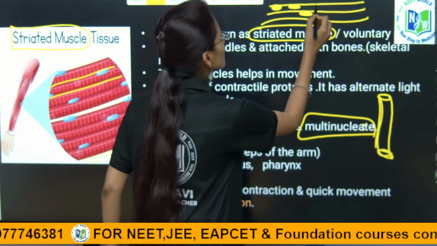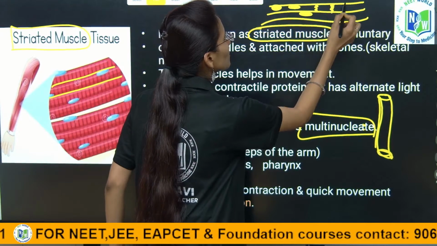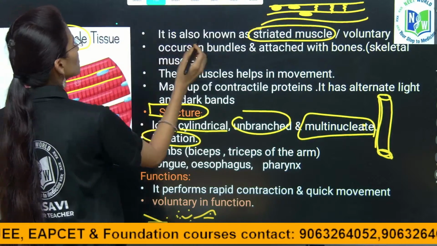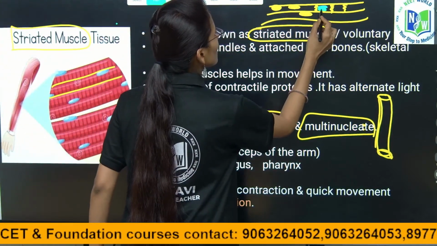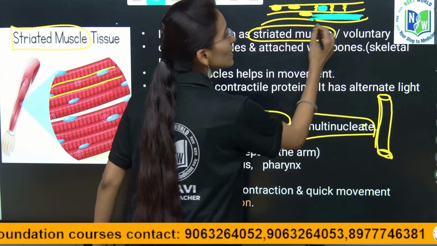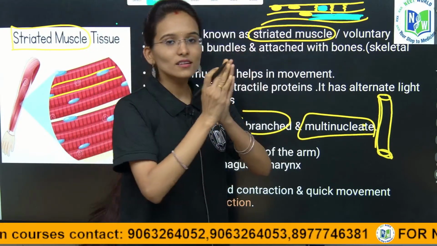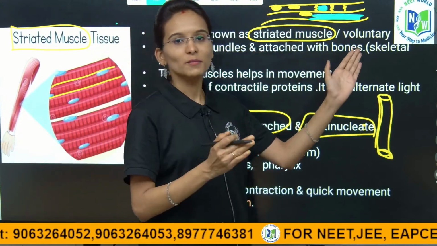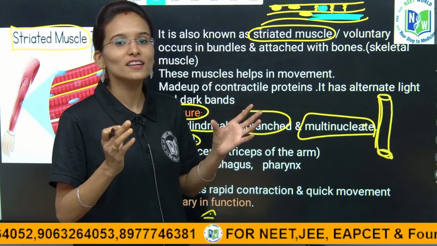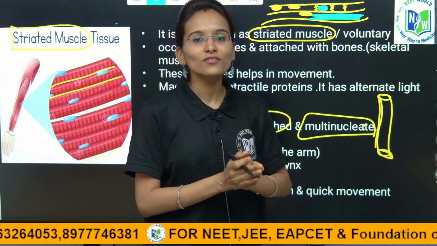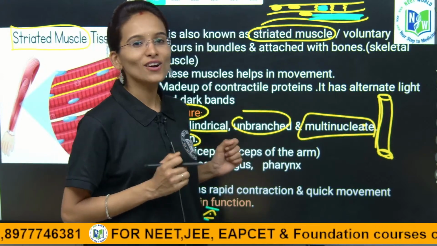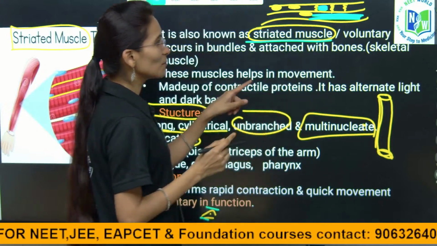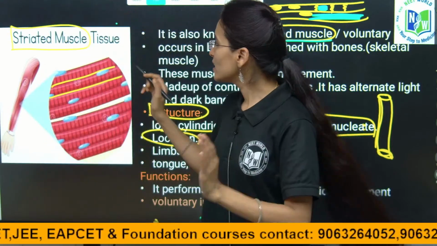In the sense, see here, whatever I am drawing, these are dark bands, and then in between them we can find the light bands. Clear? It contains alternate light and dark bands. It means one dark band is present, and beside that we can find the light band, light, dark. In this manner, it contains striations of light bands and dark bands, hence it is called striated muscle. Clear with the concept? This is about the striated muscle.